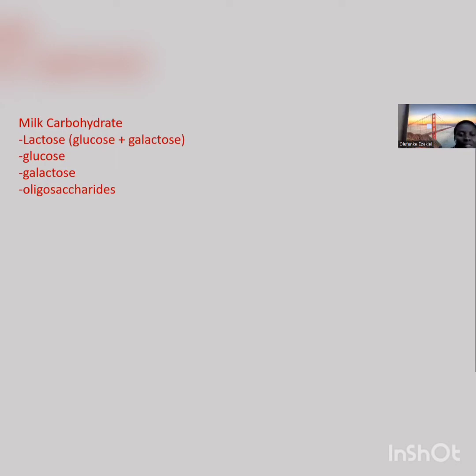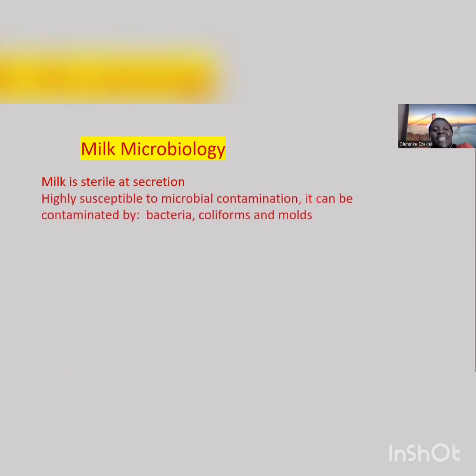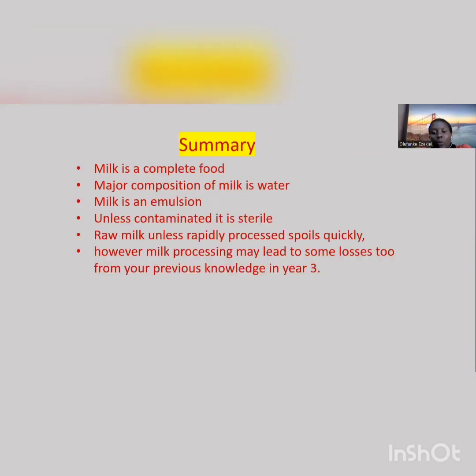There is also glucose on its own, galactose on its own, and then we have some oligosaccharides making up the milk carbohydrates. Milk microbiology. Milk on its own is sterile. It is sterile at secretion, as it is coming from the udder. But it is highly susceptible to microbial contamination through handling, the hairs on the animal, and the materials used to collect it. So it can be contaminated by bacteria, coliforms and mold.